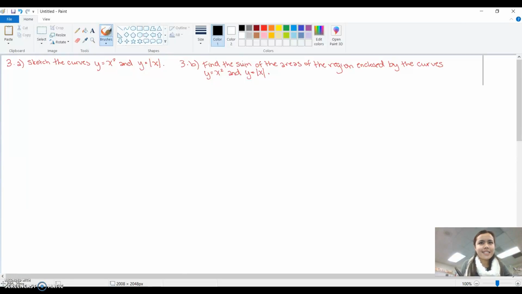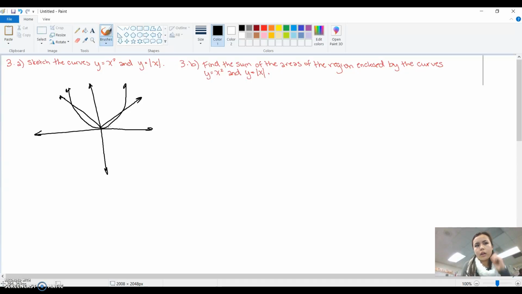Okay, this is question number 3 on the Chapter 7 HL test review, and Part A tells us to sketch the curves y equals x squared and y equals the absolute value of x. So it'll look something like this. And they both touch at 0, 0, and they cross at 1, 1, and -1, 1.